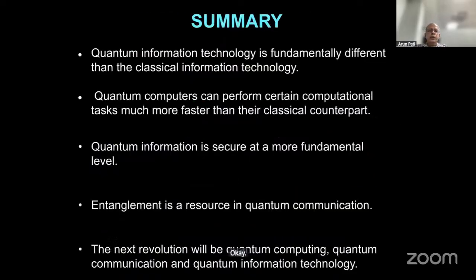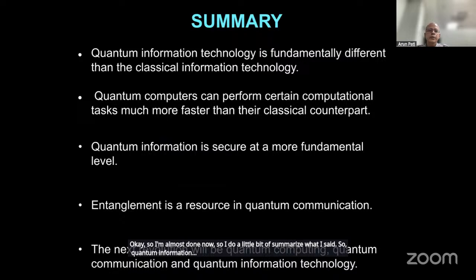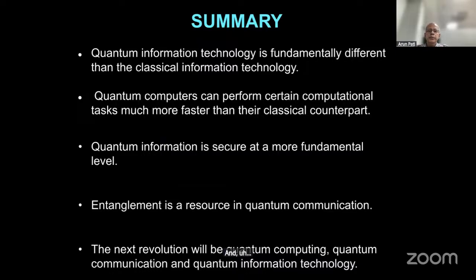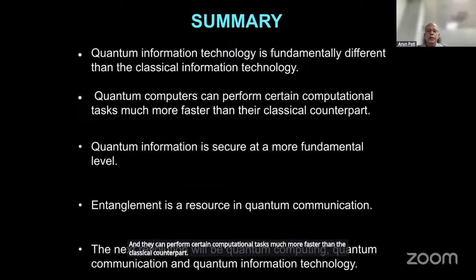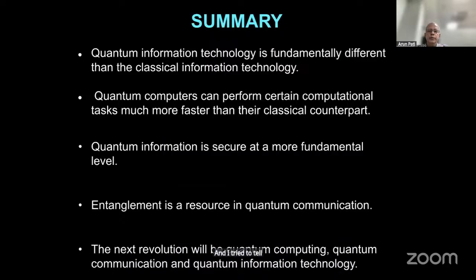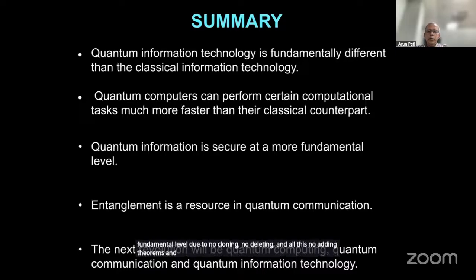Okay, so I'm almost done now. Let me try to summarize what I said. Quantum information technology is fundamentally different from classical information technology, and quantum computers are very promising devices, and they can perform certain computational tasks much faster than the classical counterpart. And I tried to tell you that quantum information is secure at a more fundamental level due to no cloning, no deleting, and all these no-go theorems and so on.